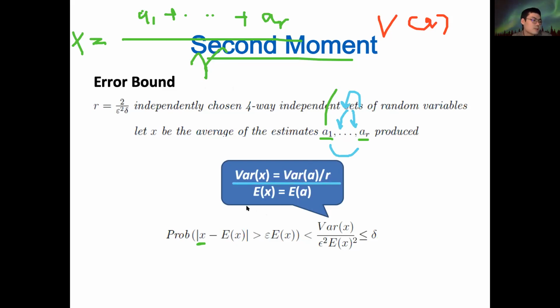The second conclusion is about expectation. Expectation is the same, right? Because of linearity of expectation, R times E[A] divided by R is E[A] itself. Okay, I hope you can see.